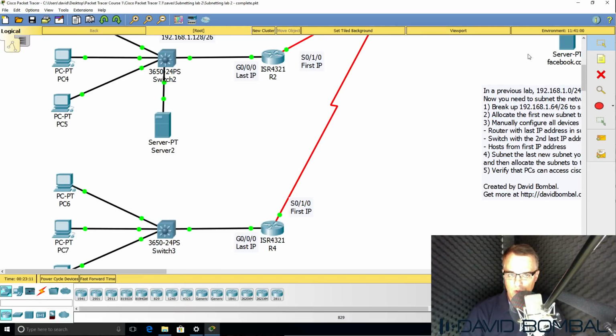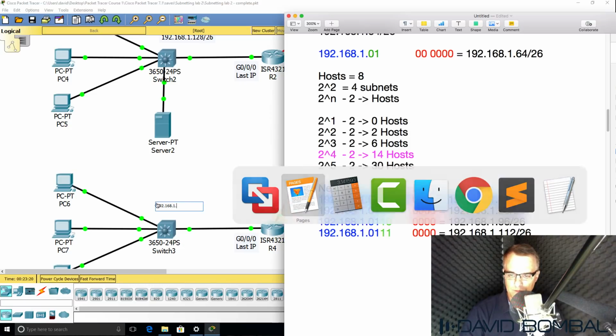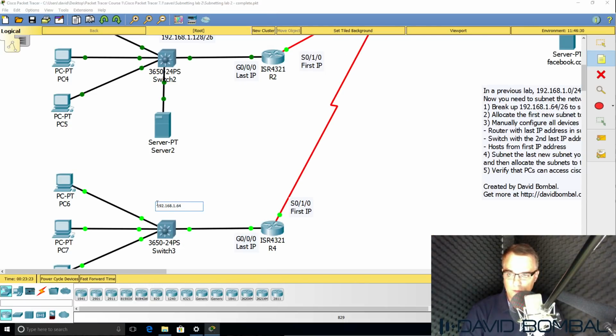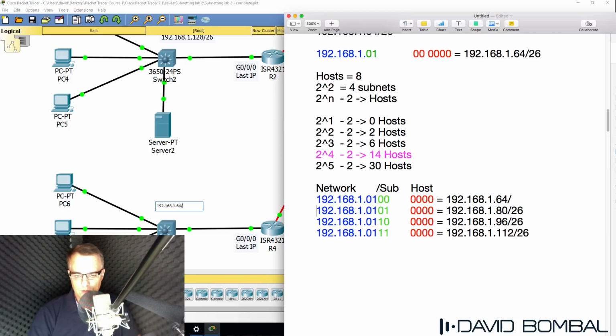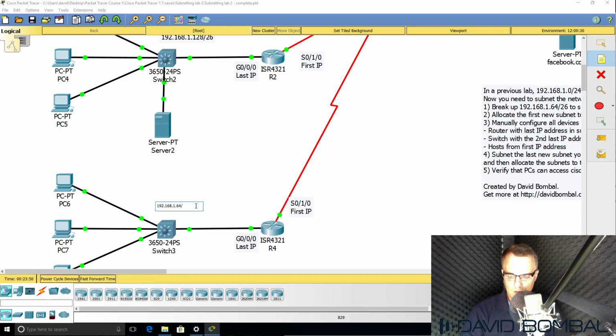So this new network would now be 192.168.1.64, and it's no longer a slash 26, so I need to update that. It's 8 plus 8, 16, plus 8 binary bits, 24, plus 4, it's 28. Or if you prefer, we originally had 26. We've added an additional 2 bits to the subnet portion, so slash 28. So this is now slash 28.